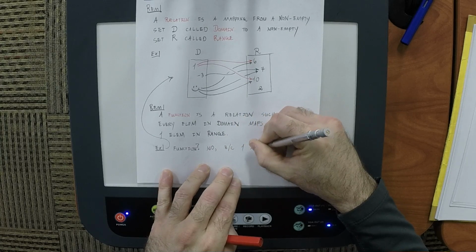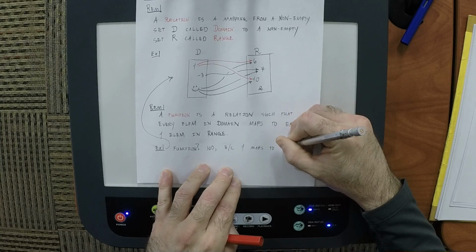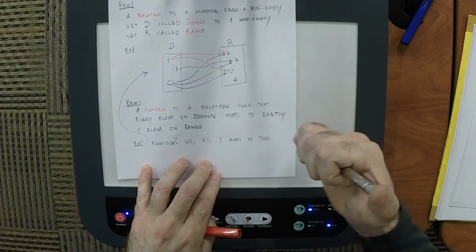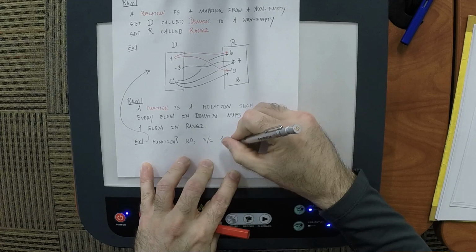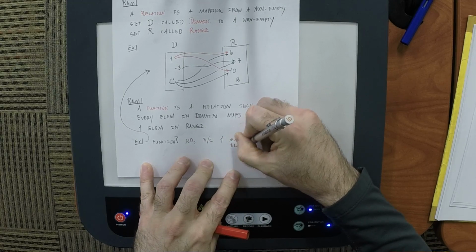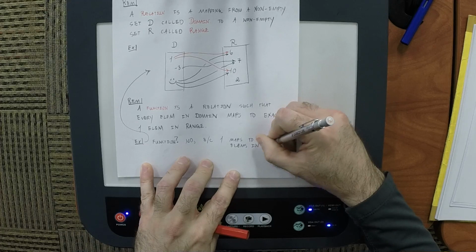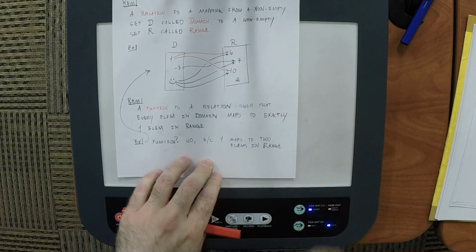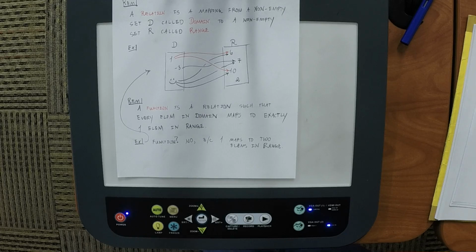Okay, so it's not a function because, for example, 1 maps to 2 elements in the range, but the only permissible number of arrows leaving is 1.